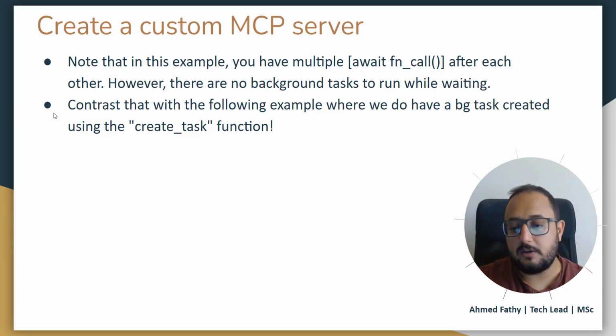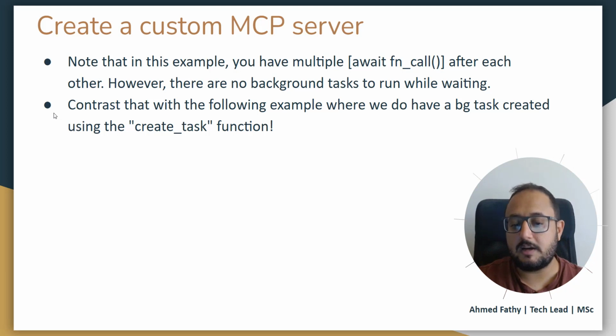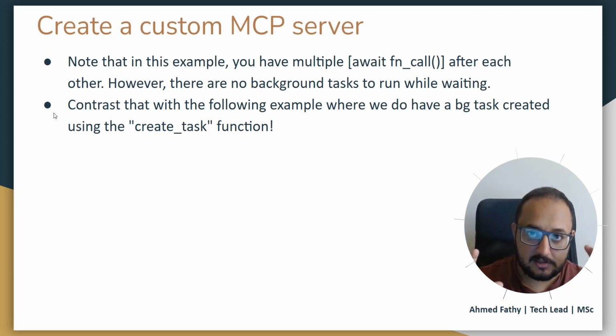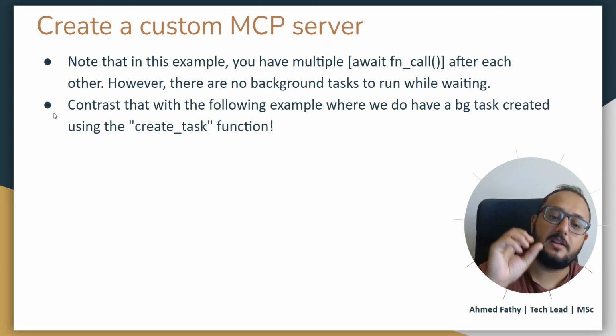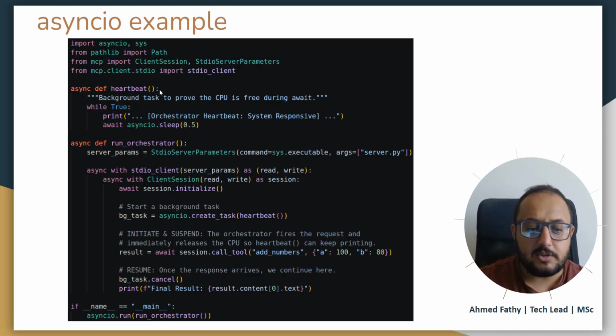Okay. So note that in this example, you have multiple await function calls after each other. However, there are no background tasks to run while waiting. Contrast that with the following example, where we do have a simple background task created using the create task function. So async IO has another function called create task, and this is one way you can create those concurrent background tasks.